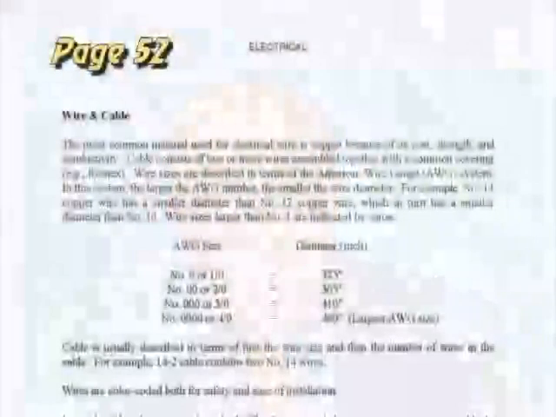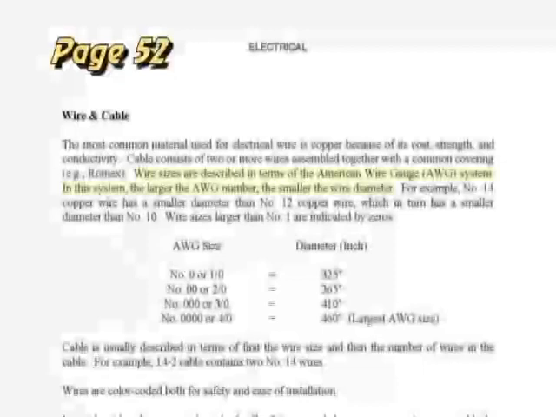Now let's get on to the page that starts wire and cable. In the middle of that first paragraph, it starts, wire sizes are described in terms of the American wire gauge, or AWG system. Let's highlight that sentence. Wire sizes are described. Continuing on, in this system, the larger the AWG number, the smaller the wire diameter. So if you're dealing with a 14 and a 12 AWG wire, the 14 is the smaller wire and the 12 is the larger wire.